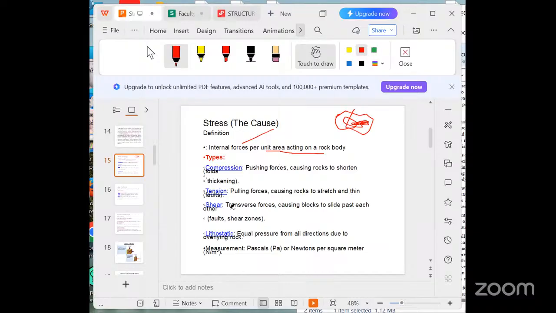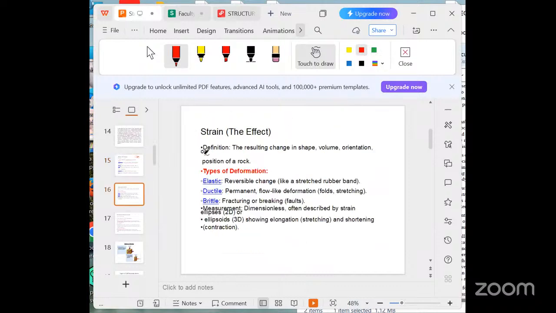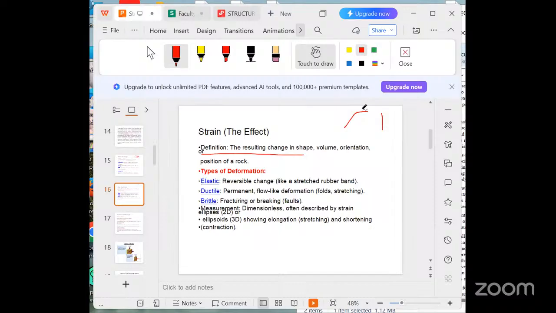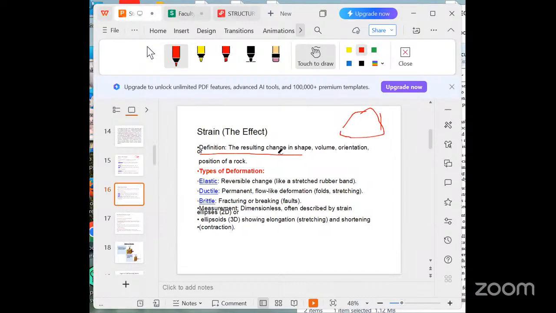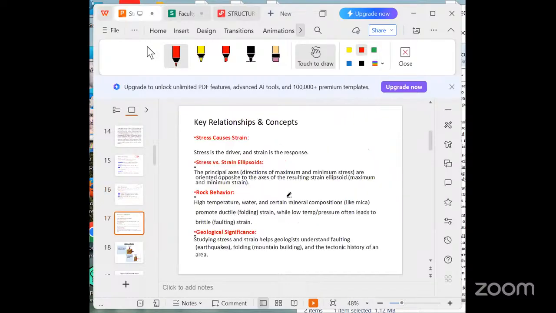So what are the types? Compression, tension, shear, and lithostatic. I will tell you briefly. Compression means a pushing force is causing rocks to shorten and fold. Strain means the resulting change in shape, volume, and orientation or position of a rock. So that is called strain. Here the types of deformation are also there: elastic, ductile, brittle, right? I will explain.